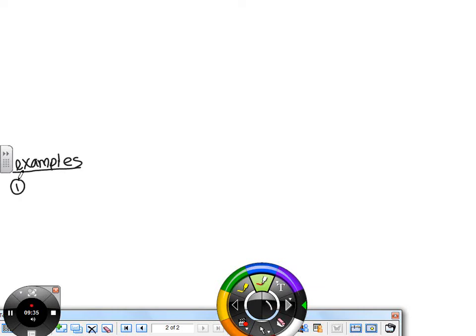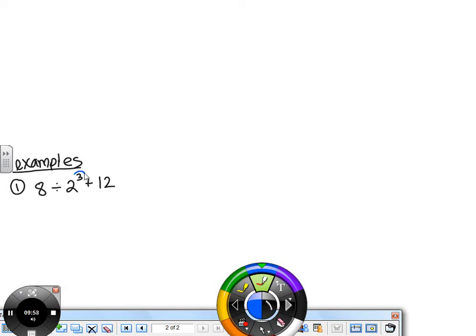Here's number 1. 8 divided by 2 to the third power plus 12. So you want to look for everything the GEM says to look for. First thing, you look for grouping symbols. We have no parentheses or brackets, so we're done with grouping symbols. Second thing we want to look for are exponents.